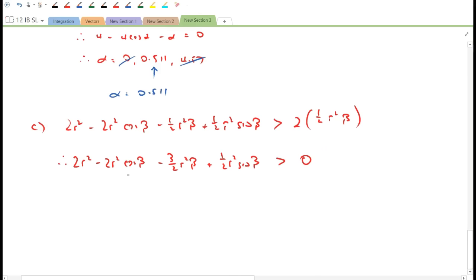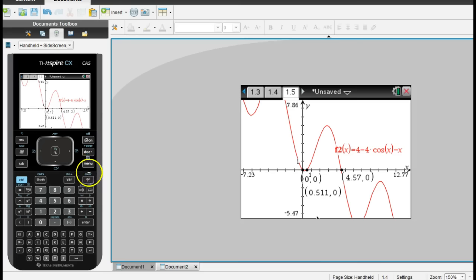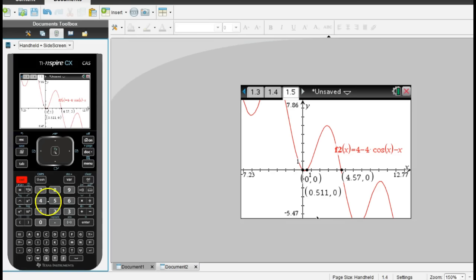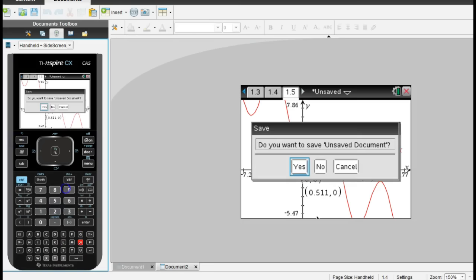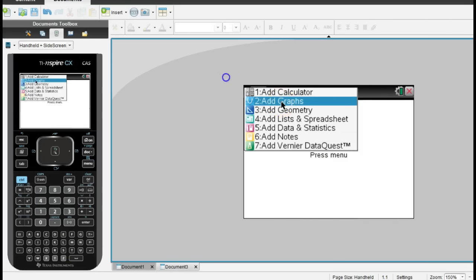Now we could divide through by r squared. So therefore 2 minus 2 cos beta minus 3 over 2 beta plus 1/2 sine beta is greater than 0. Alright, so that's where we're at. Now it's time to go and put all that into the calculator. We need a new document, no, I don't want to save. We'll have a graph, thank you.